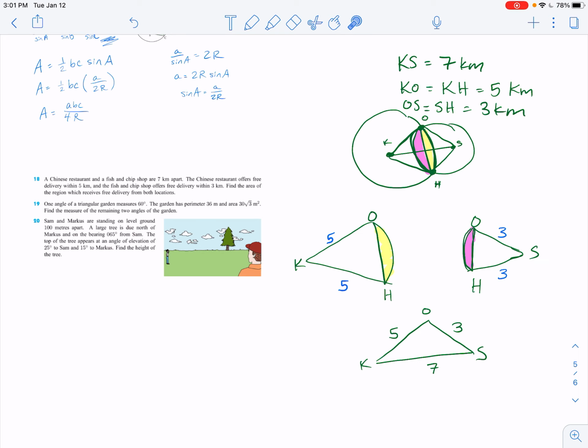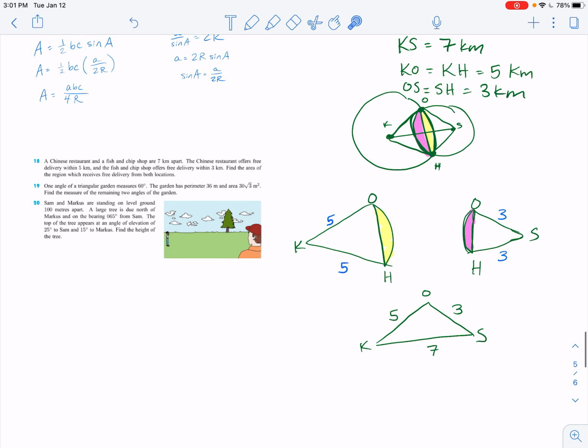Now, I haven't done the calculations yet. I've just been labeling. Over here, this little piece right here is going to be part of this. Here's that curved part. Here's the radius, this sector. And then we'll take away that triangle. So the first thing I notice is that I know this triangle here, this KOS. I have a side length of 5, a side length of 3, a side length of 7, and then I can work with that.